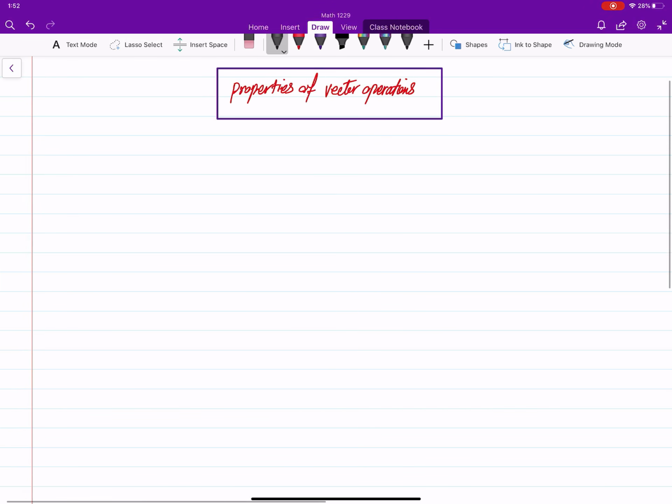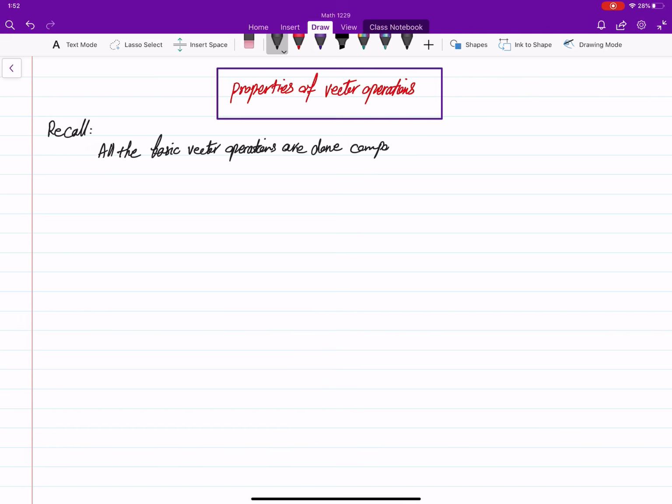So recall that all the basic vector operations, addition, subtraction, and scalar multiplication operations are done. The word was component wise.